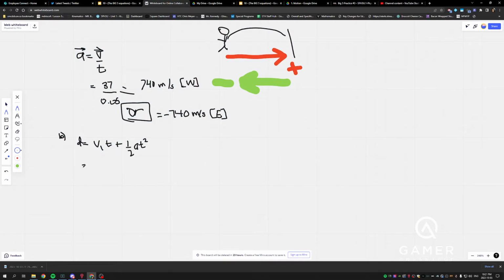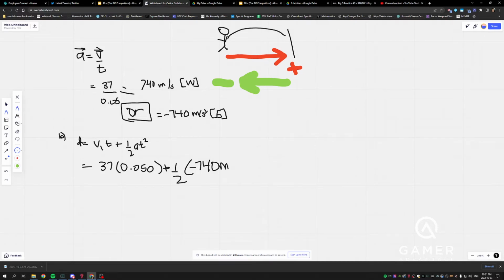This is what I want, my displacement. I'm just going to plug and chug here. I'm going to put all of my information for V1, time, and acceleration into my equation. So I know my V1 is 37, and it was actually 37 meters per second east. I know my time, which was 0.050. I know my acceleration, which was actually negative 740 meters per second east per second.